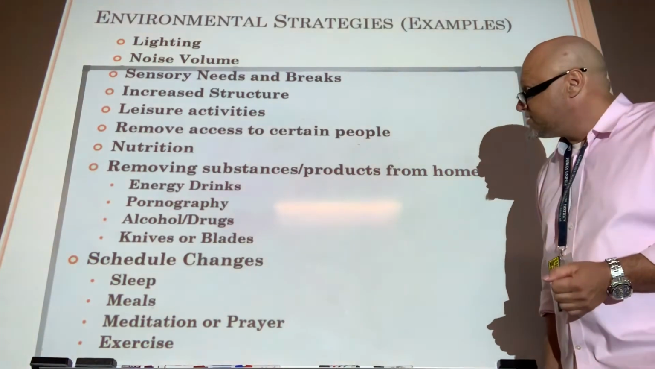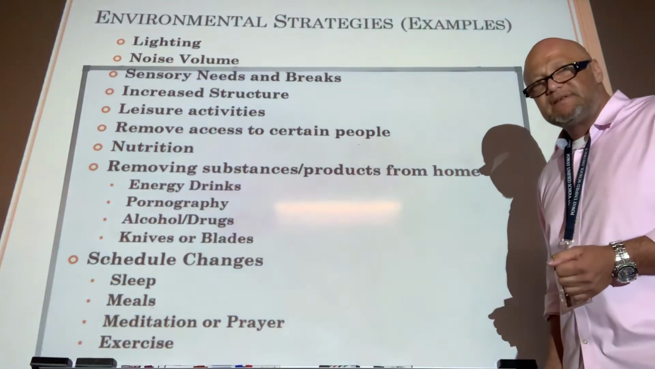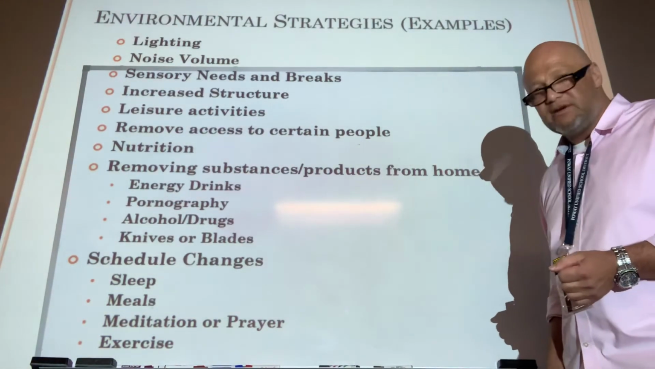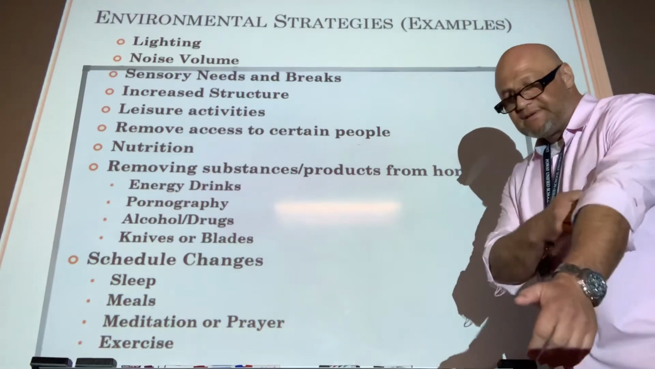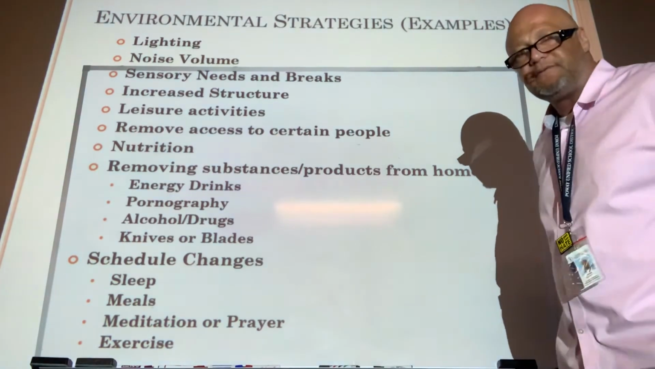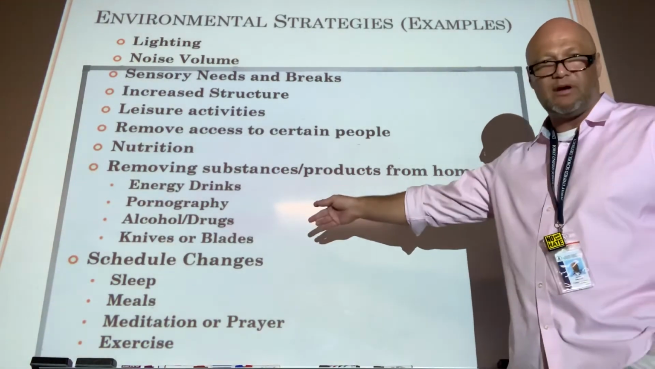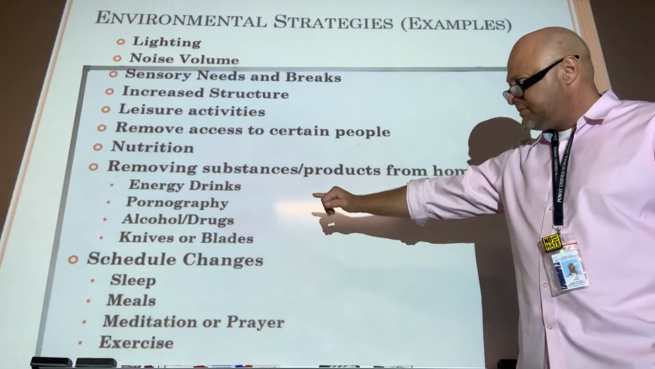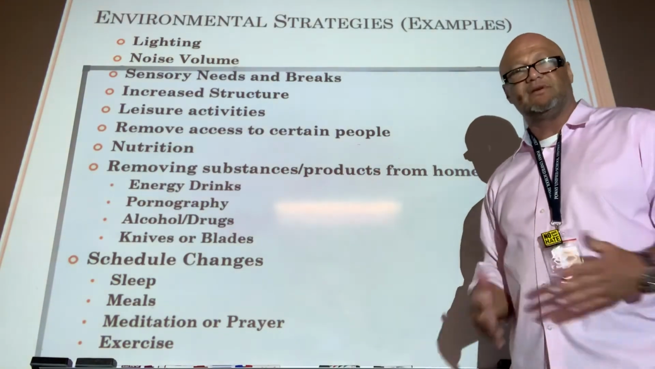It could be a nutrition issue. It could be removing certain substances from the home, like energy drinks, so the person's not sleeping and then their tolerance is low again for frustration, and that behavior is more likely. It could be an issue with pornography. It could actually be alcohol or drugs in the home and making sure that those aren't around.